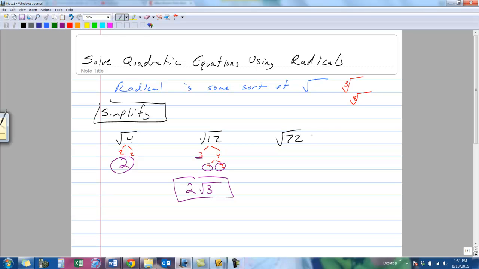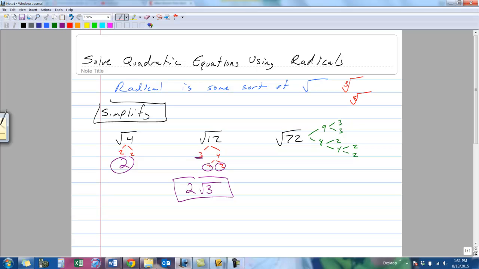So 72. Let's make a tree. What multiplies to 72? How about 9 times 8? I bet most of you are thinking that. And then 9 breaks down to 3 and 3. 8 breaks down to 2 and 4. 4 breaks down to 2 and 2. So break it down as far as you can. Remember, when we're simplifying radicals, you only look at the end.